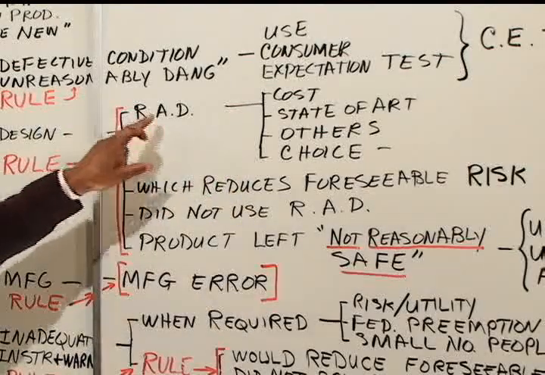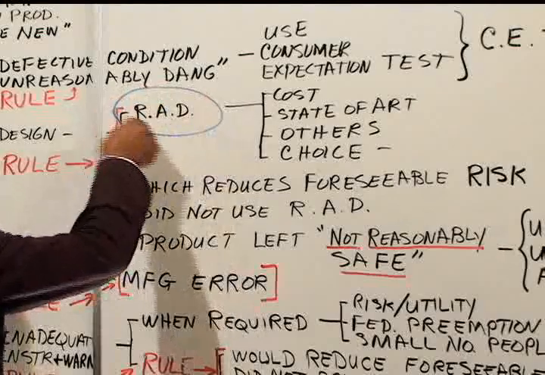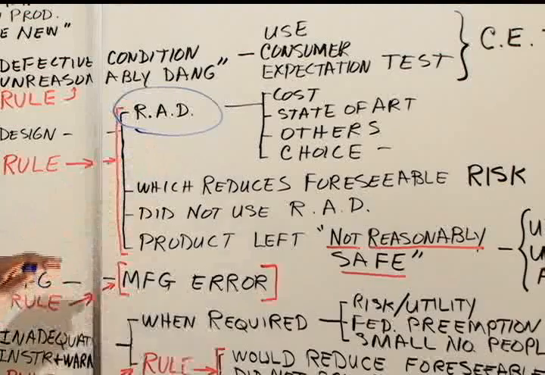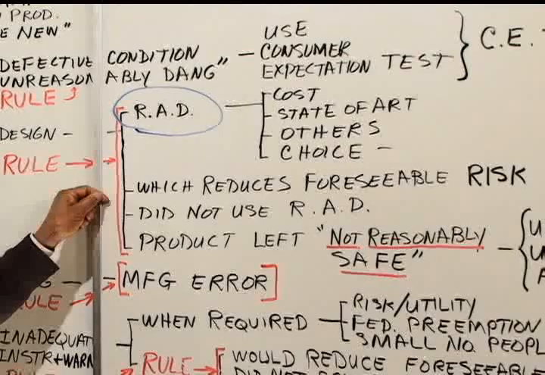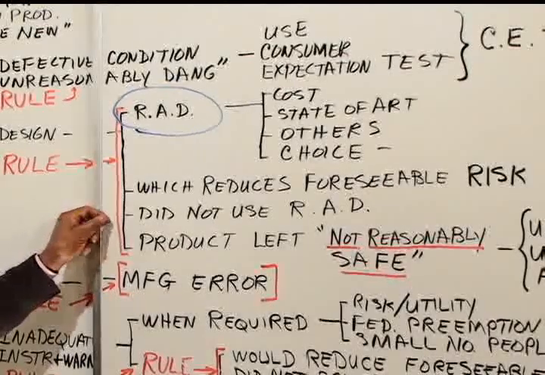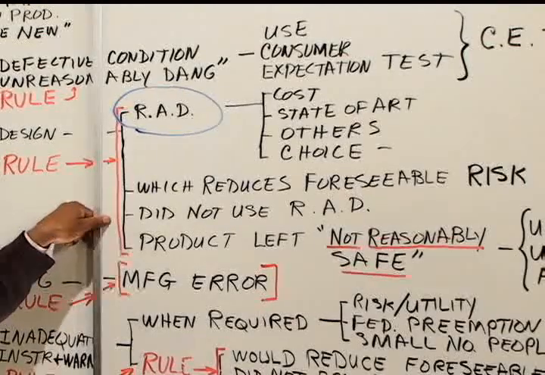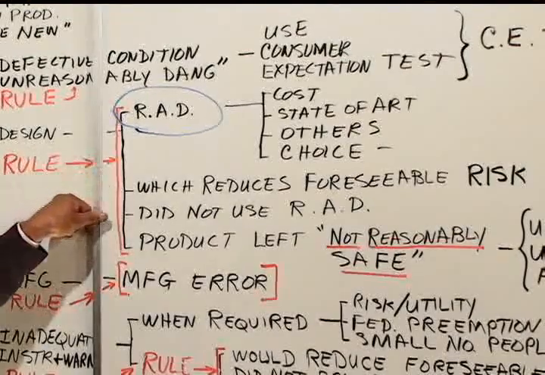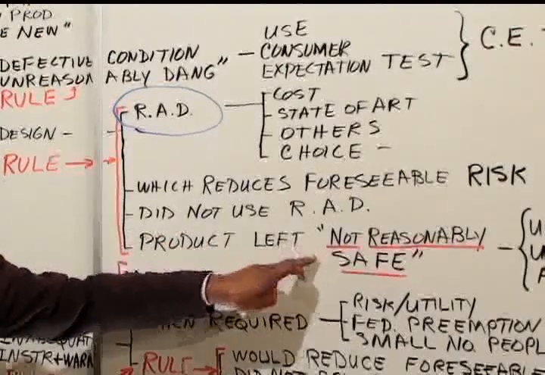So you need a reasonable alternative design, and when you're doing the bar exam questions, this is a big deal, so you need to put some time into discussing reasonable alternative designs. If there is a reasonable alternative design which reduces the foreseeable risk, did the person use this reasonable alternative design? If you had one and didn't use it, why didn't you use it? Then the rule is that if you had one, didn't use it, and the product is now left in a condition that is not reasonably safe.